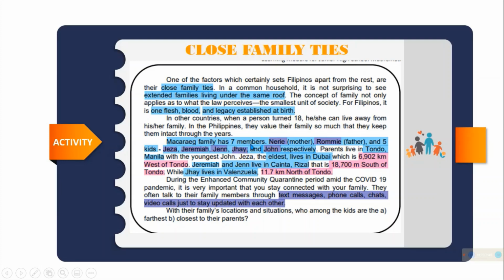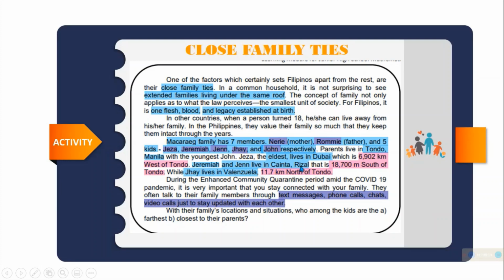Makaraig family has 7 members. Mary, the mother, Romy, the father, and 5 kids. Dessa, Jeremiah, Jen, Jay, and Nal, respectively. Parents live in Tondo, Manila with the youngest John and Jessa. Jessa, the eldest, lives in Dubai, which is 6,902 kilometers west of Tondo.